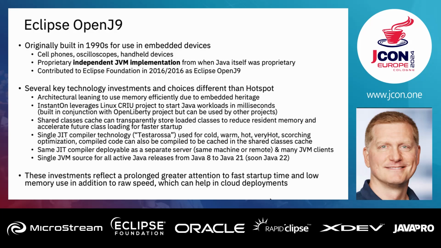So OpenJ9 was originally built in the 90s as an embedded space JDK. It was built to go into things like oscilloscopes and cell phones. And in that space, the devices are very, very, very small. And so OpenJ9 has been architected from the beginning to be very frugal on its use of memory and to organize and architect its use of memory. And that's important for some of the capabilities that have become useful in the cloud.